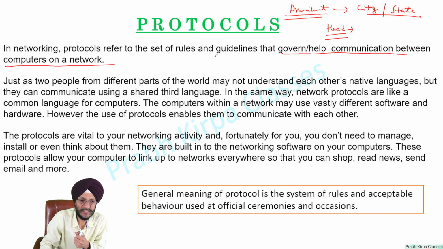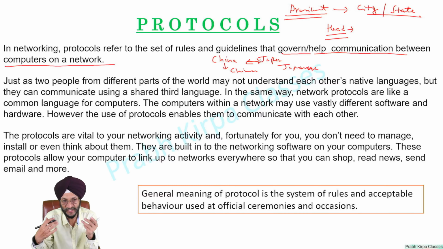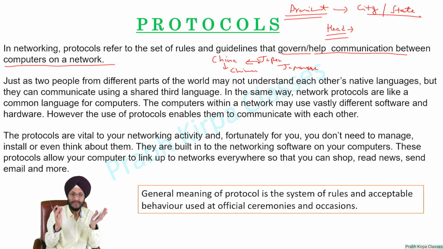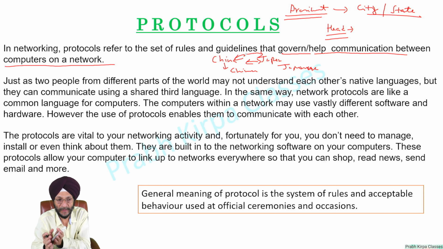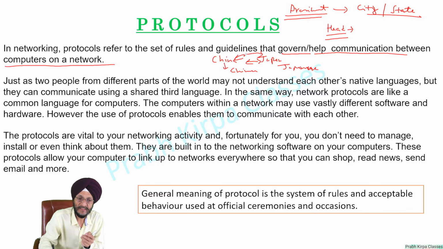Suppose there are two persons, one is from China, another is from Japan. This person speaks Chinese, the other knows only the Japanese language. If they want to communicate with one another, whether they will be able to communicate? No. There has to be some other language, a third language, which both these persons, whether Chinese or Japanese, can understand. The language has to be the third language, which may be English or some other language.